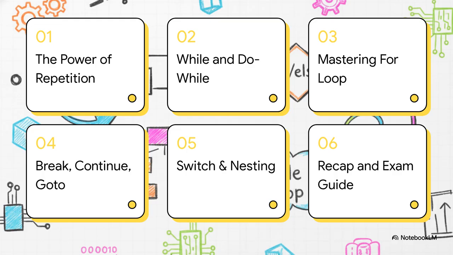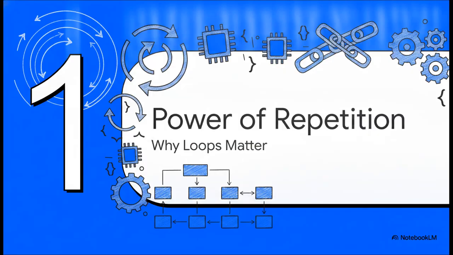We've got 1. The power of repetition. 2. While and do-while loops. 3. Mastering the for loop. 4. Break, continue, and goto. 5. Switch statements and nesting. And finally, 6. Recap and exam guide. Okay, starting with Section 1, the power of repetition.